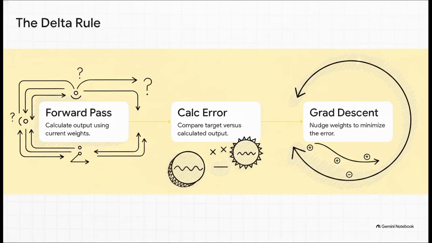Now, sure, engineers could figure out the perfect weights to solve this by hand, but we want the network to learn it automatically, right? It does this using a brilliant feedback loop known as backpropagation and the delta rule.